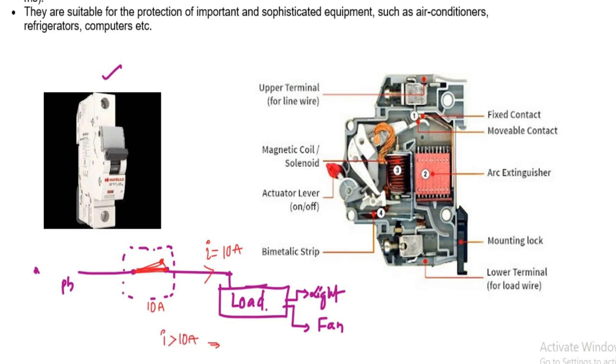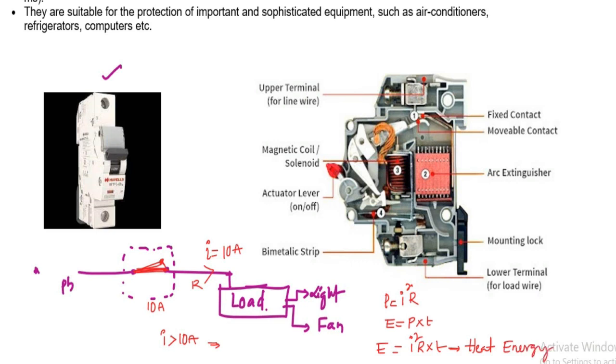What is the power here? Power is nothing but I square into R. We already know that R is the resistance of the wire here. What is energy? Energy is nothing but power into time. So whenever this high current, I square R into time, will cause some heat energy. This heat energy will damage the winding.